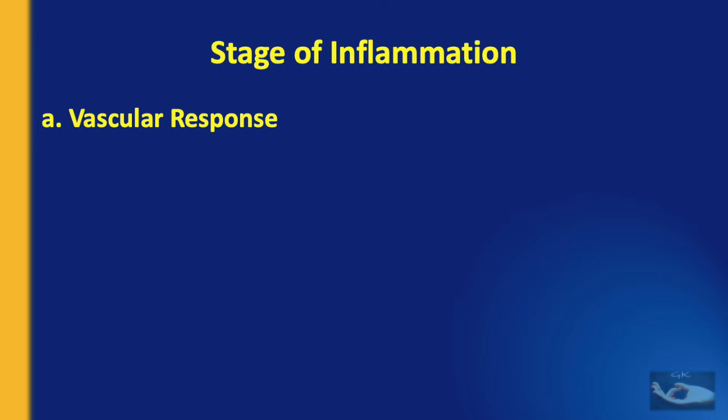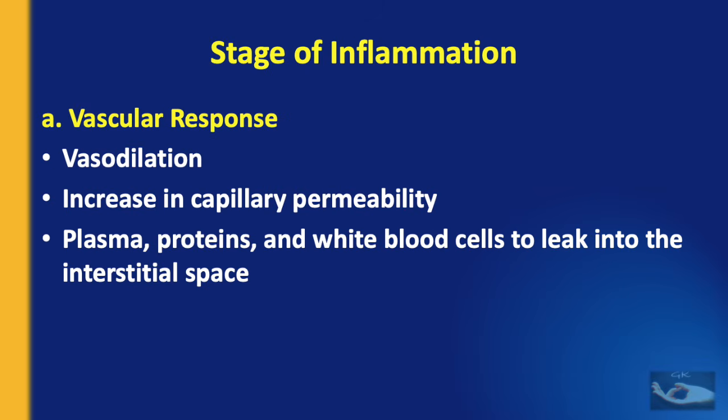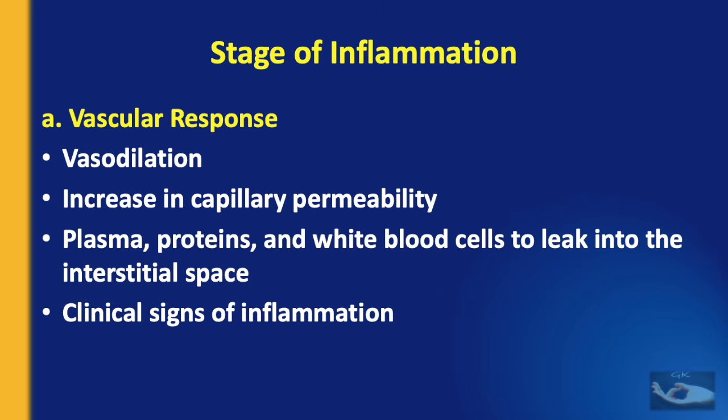In the stage of hemostasis, we saw vascular constriction. In this stage, vascular dilatation begins. Along with that, there is an increase in the capillary permeability, as a result of which plasma, proteins and white blood cells leak into the interstitial space. Thus sets in the clinical signs of inflammation.